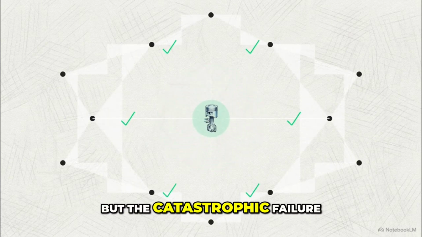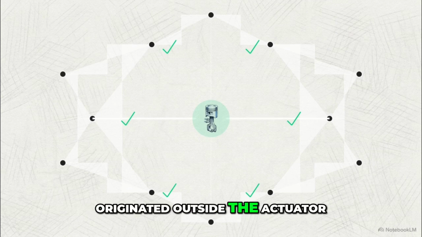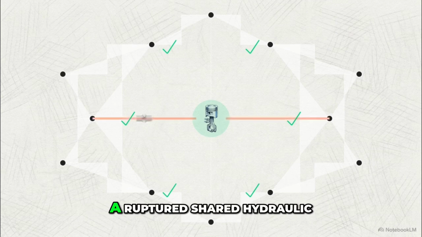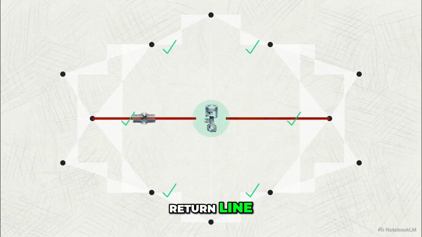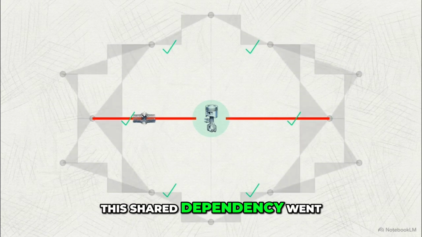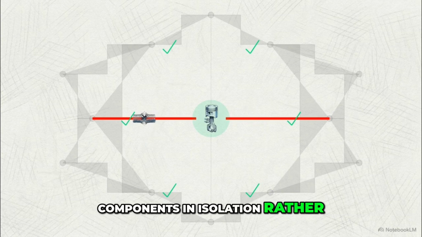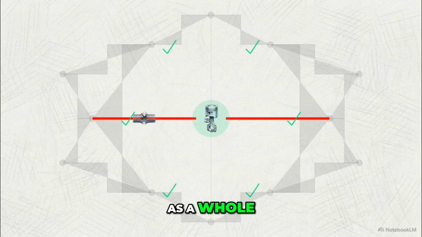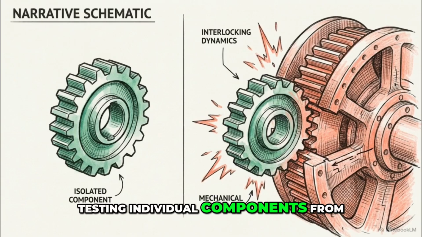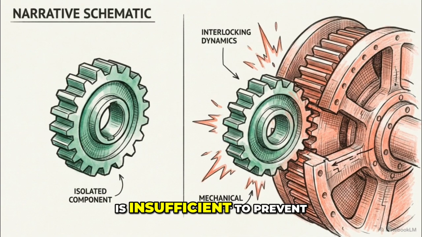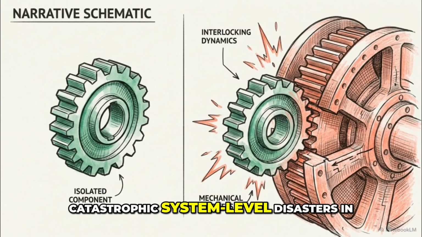But the catastrophic failure originated outside the actuator. It was caused by a ruptured shared hydraulic return line. This shared dependency went entirely unnoticed because the engineering teams analyzed the components in isolation rather than evaluating the system as a whole. Testing individual components from the bottom up is insufficient to prevent catastrophic system-level disasters in integrated aerospace architectures.